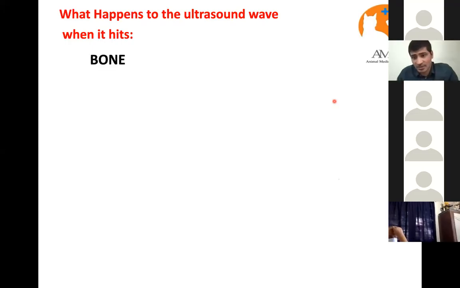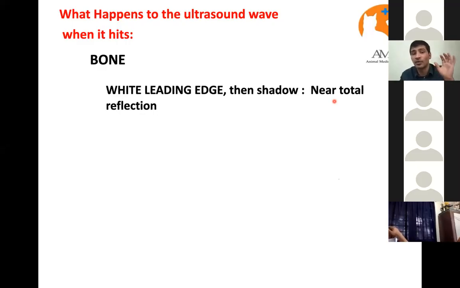So now what happens when it goes through the bone? By now everyone knows it's white, right? But no, you won't see the white bone, because to see the bone, the sound wave needs to pass through the diameter of the bone. It doesn't pass through the diameter of the bone, because from the edge itself, the wave gets reflected. So it doesn't make the full image of the bone. So what happens? White leading edge, then shadow. That means total reflection. So we won't see the full image of the bone. If this is the cross-section of the bone, we don't see the full image.